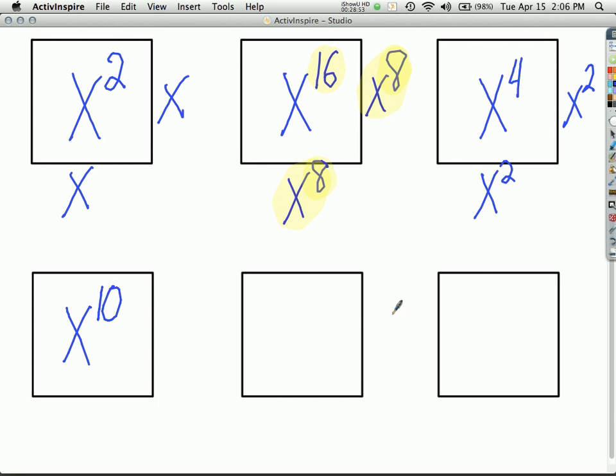Alexandra, what do you think? X to the 5th. Very good. Give me another one. Look at what's up here now. Think about it. X to the 30th. Let's test it out. What goes on the outside of the square to make that work? Andrew? X to the 15th.